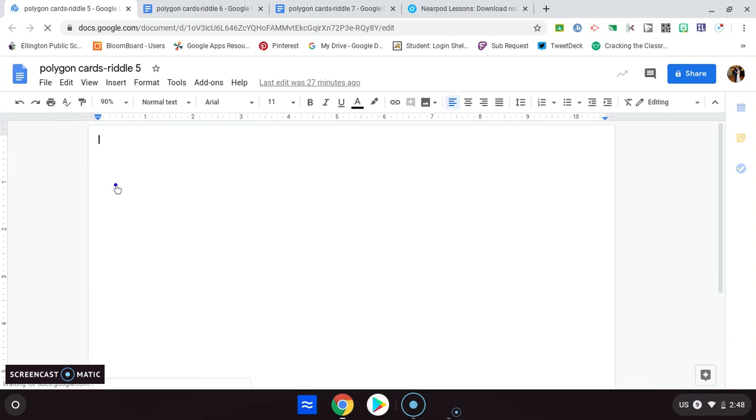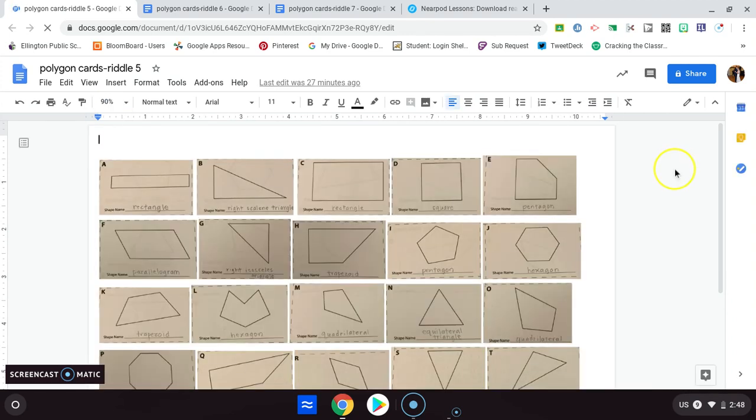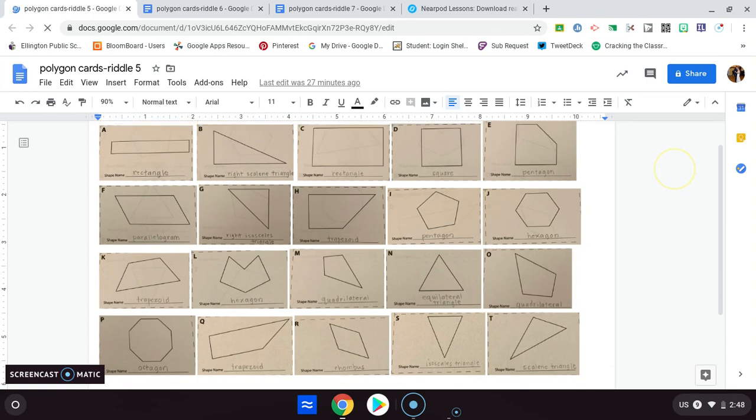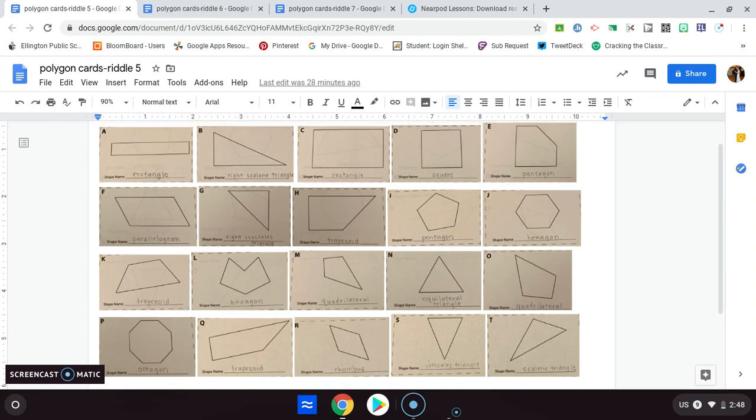All right, I'm going to go ahead and start. If you're not ready, which is totally fine because you have to get your cards flipped, go ahead and hit the pause button. All right, we're on riddle 5. First clue. My polygon has more than 3 vertices. Vertices are corners. It's a point where the 2 lines meet. Our polygon has more than 3.